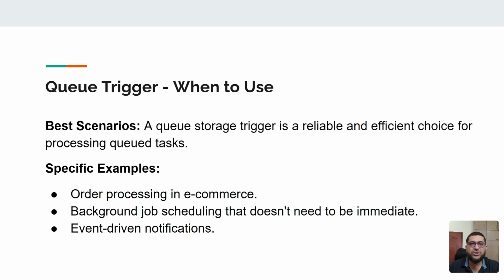So when to use queue trigger? Best scenario: a queue storage trigger is a reliable and efficient choice for processing a queue task. Whenever you need a queue task in your application, this is the best tool to use, such as order processing. In e-commerce we have order processing, and in that scenario we can use the queue trigger. If you want to do background job scheduling, it's the best choice. And if you want event driven notifications, the queue trigger will help you in this.